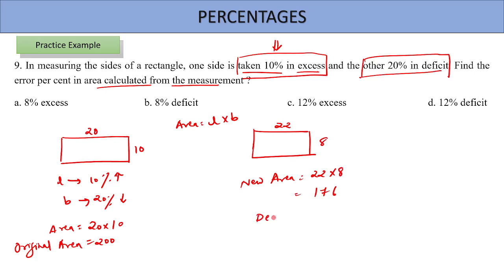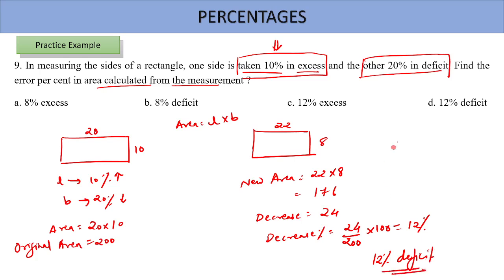So there is a decrease of 200 minus 176 is 24, and I have to find the decrease percentage in area, which is 24 by 200 into 100, which is 12 percentage. So there is a decrease, so it is a 12 percentage deficit. Option D. I hope this sum is also clear.